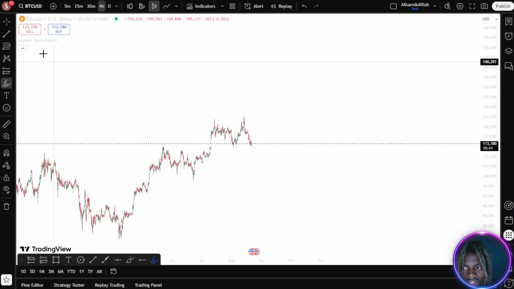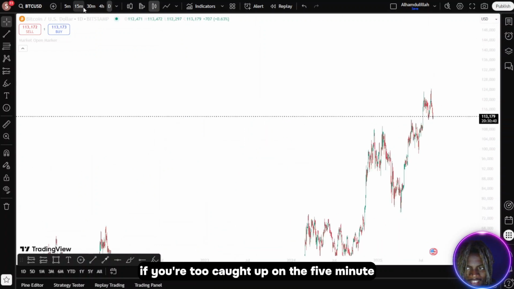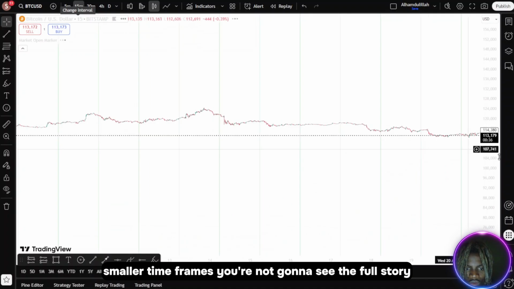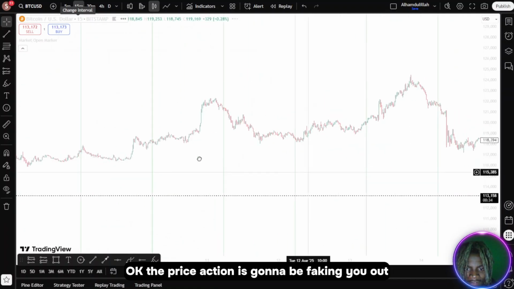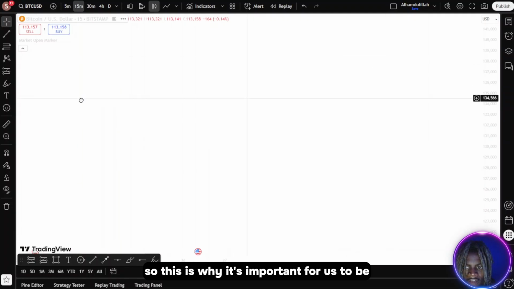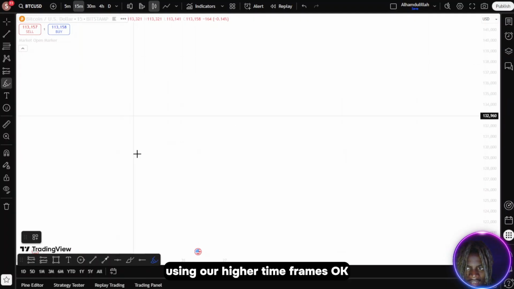Understand that if you're too caught up on the 5 minute, 15 minute, 1 minute, smaller time frames, you're not going to see the full story. The price action is going to be faking you out. You're not going to understand the full trend. So this is why it's important for us to be using our higher time frames.